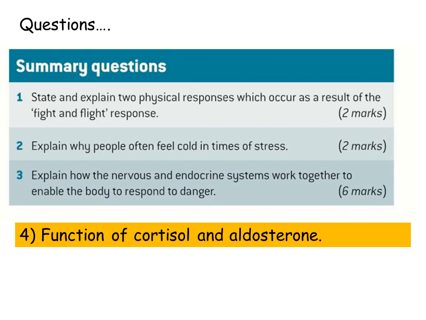So at this stage we're just going to have a look at a few questions. State and explain 2 physical responses which occur as a result of the fight and flight response. Explain why people often feel cold in times of stress, and explain how the nervous and endocrine systems work together to enable the body to respond to danger. So that's a much longer 6-mark question. And then the function of cortisol and aldosterone.